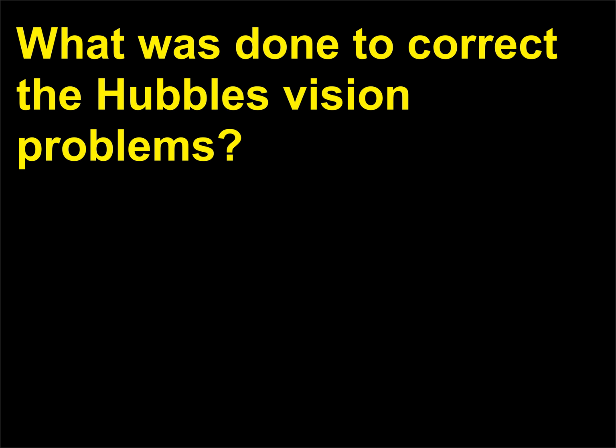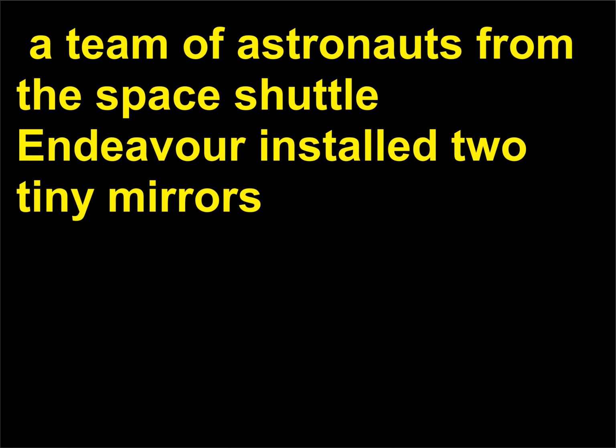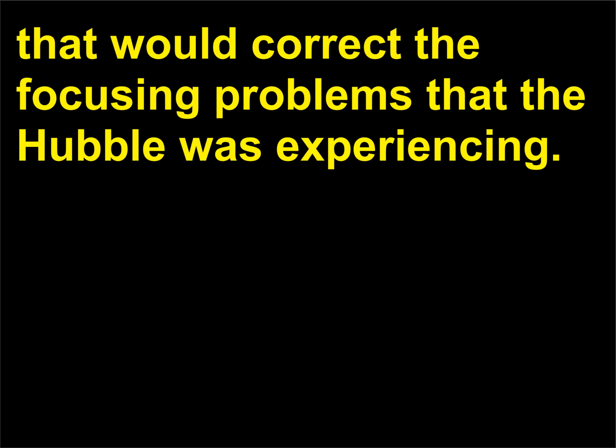What was done to correct the Hubble's vision problems? Three years after the Hubble was placed in orbit around Earth, a team of astronauts from the Space Shuttle Endeavour installed two tiny mirrors that would correct the focusing problems that the Hubble was experiencing.